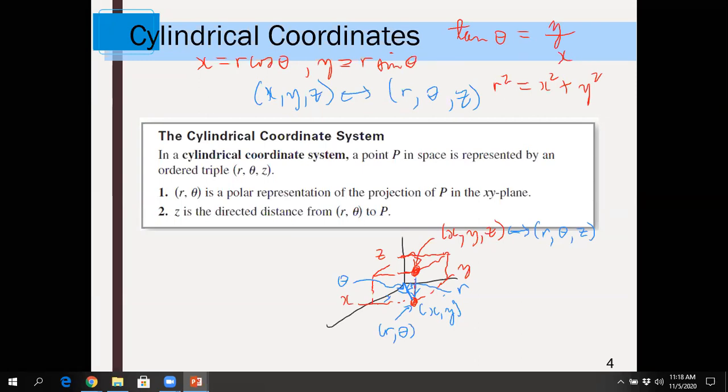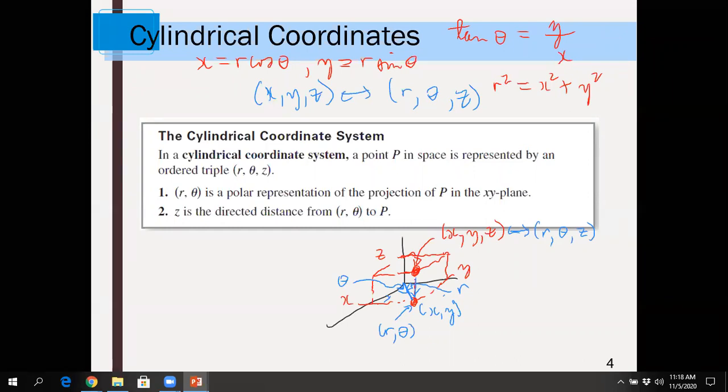There's nothing brand new going on here other than the fact that we're living in three-dimensional space. We've done nothing to z. We've just left it alone. r, theta will help us locate a point in the XY plane, and then z tells us how far to go up or down, depending on whether z is positive or negative. That's it. Any questions on that?